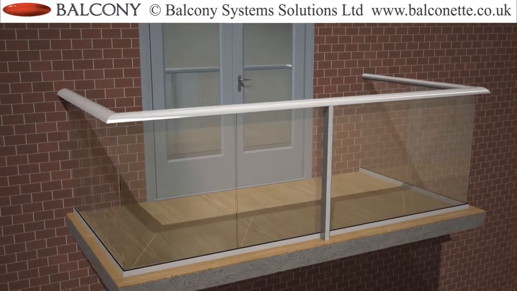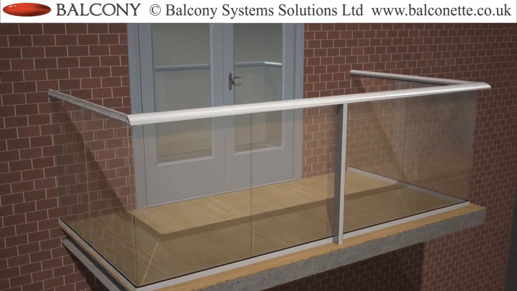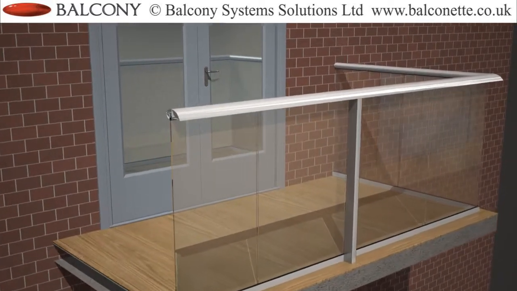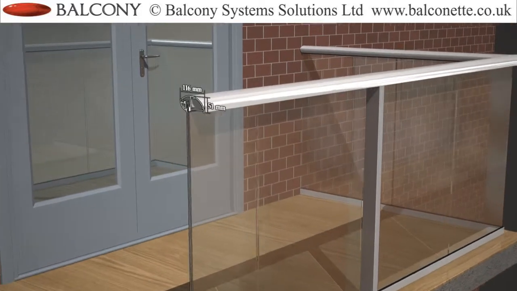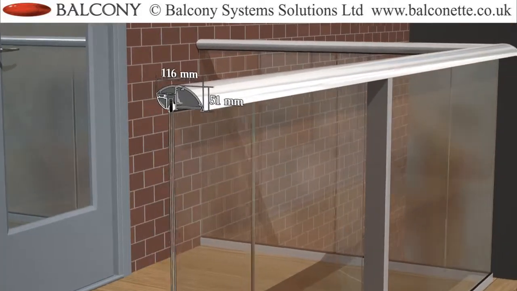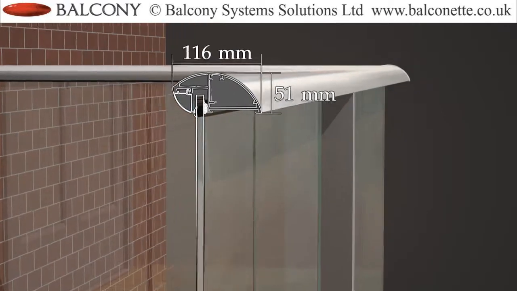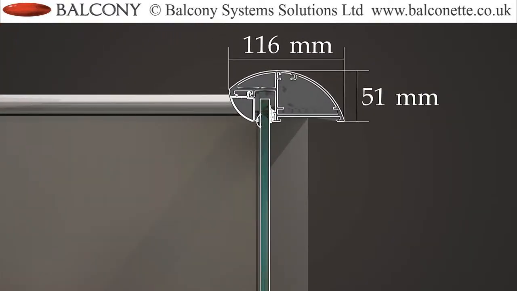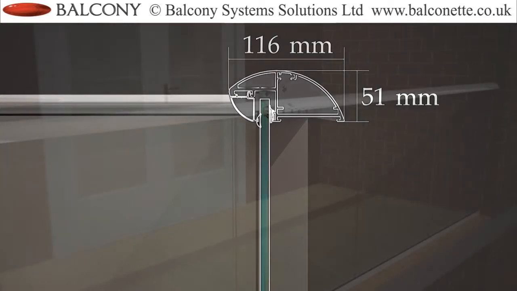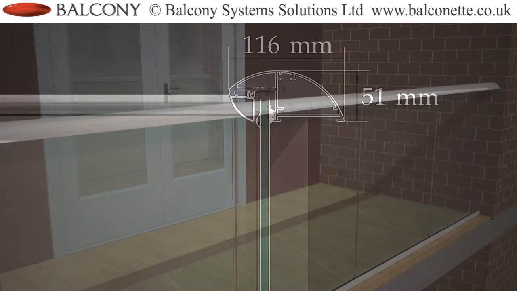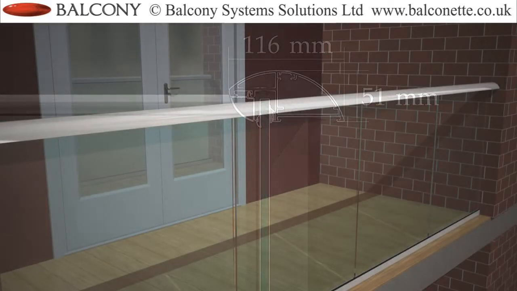The Balcony 2 system uses a uniquely designed handrail that possesses an aerofoil shape and is 116 mm wide and 51 mm high. We have employed structural engineers to create a set of generic structural calculations on the application of the system in accordance with building regulations BS 6180 and BS 6399.